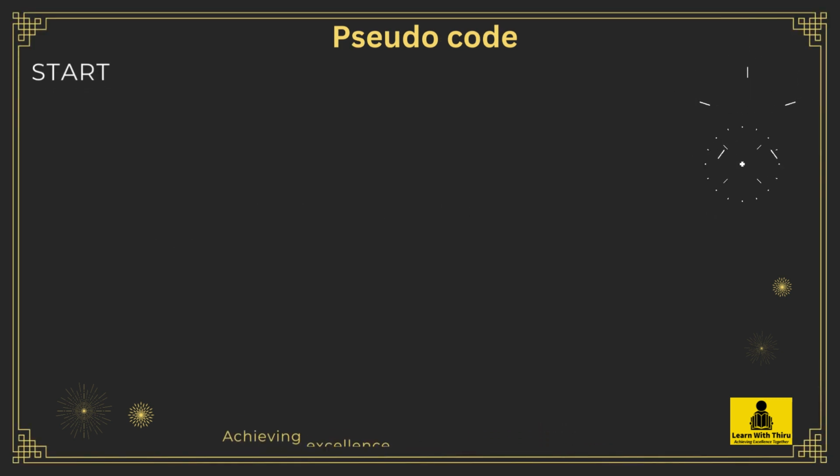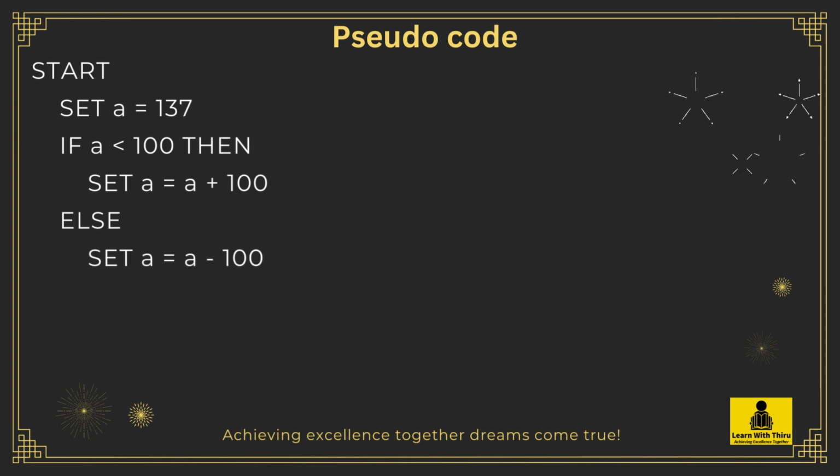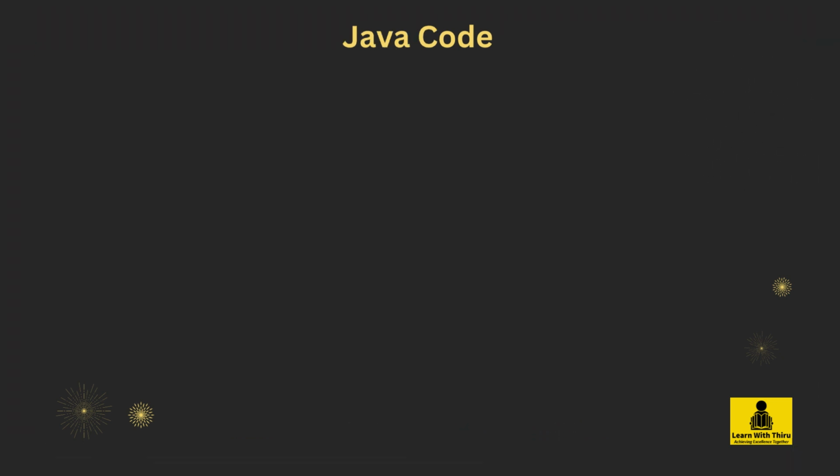Pseudocode. Start. Set a equals 137. If a is less than 100, then set a equals a plus 100. Else, set a equals a minus 100. End if. Print a. End.